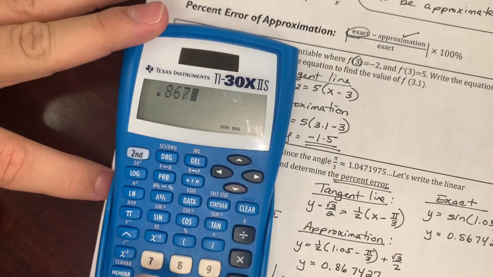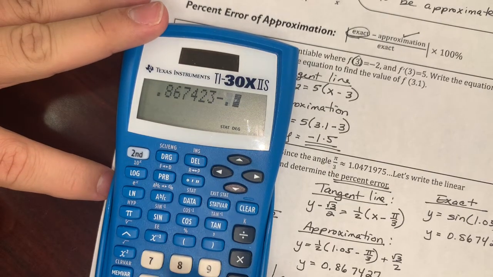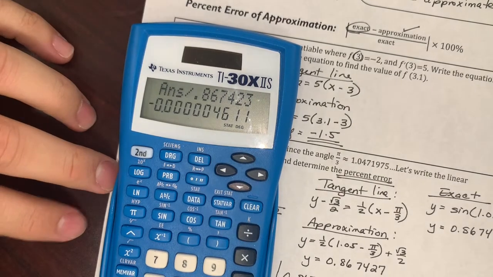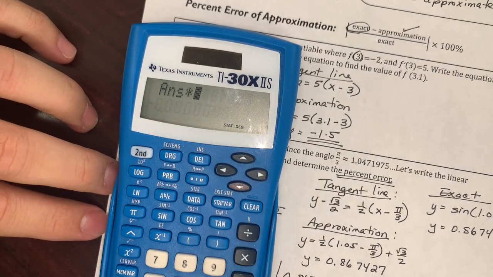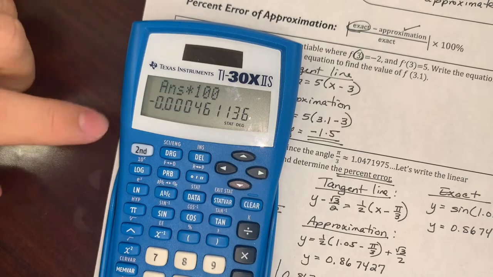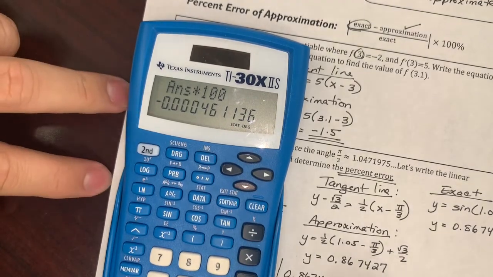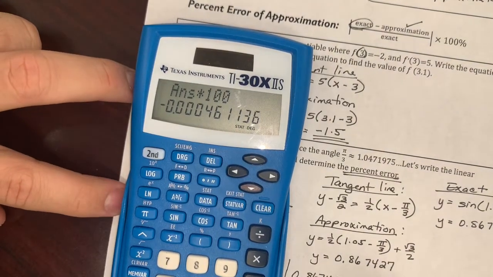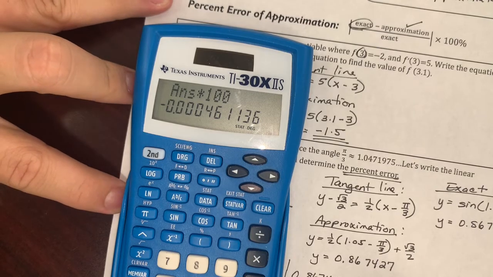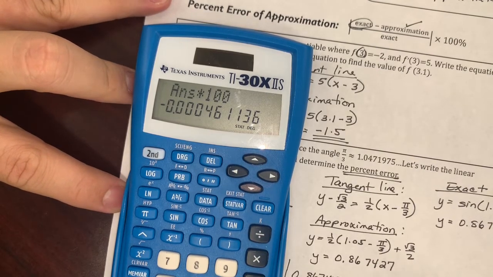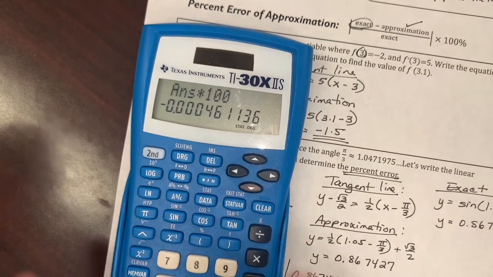0.86743 minus 0.867427 divided by 0.867423, and then times 100%. And we're taking the absolute value, so we ignore the negative. So that's equal to 0.00046%. Let's do 461 for 3 sig figs.